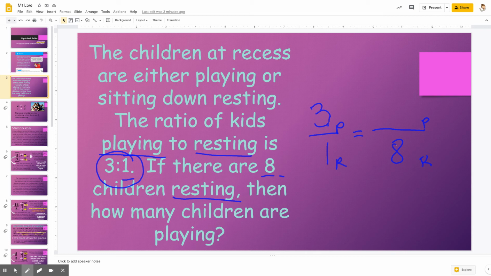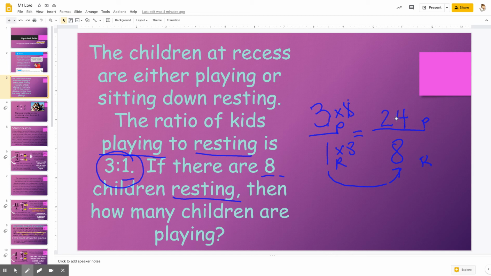So now I need to determine how I got from the 1 to the 8 using our strategies for equivalent ratios. So if I take 1 and multiply it times 8, that's going to get me 8. And our rule is what we do to the numerator or denominator, we have to do the same thing to the other. So I'm going to multiply the numerator times 8. So 3 times 8 is 24.